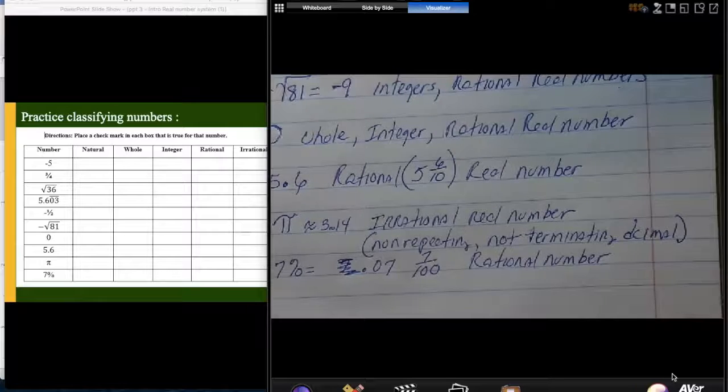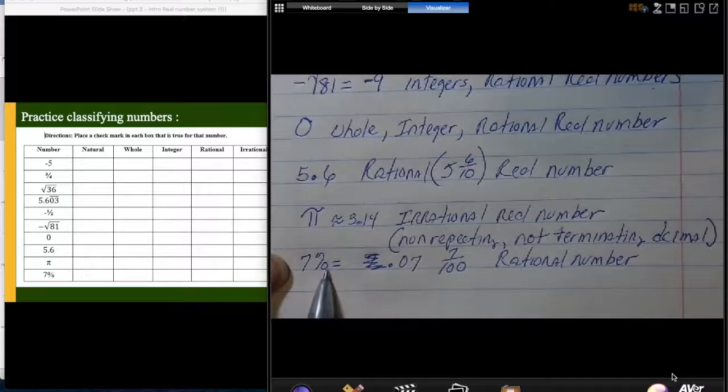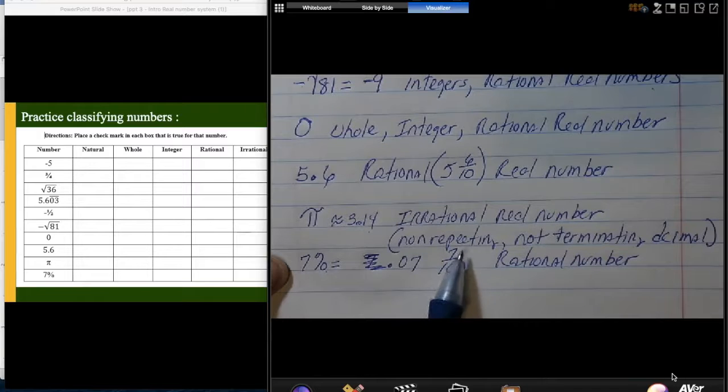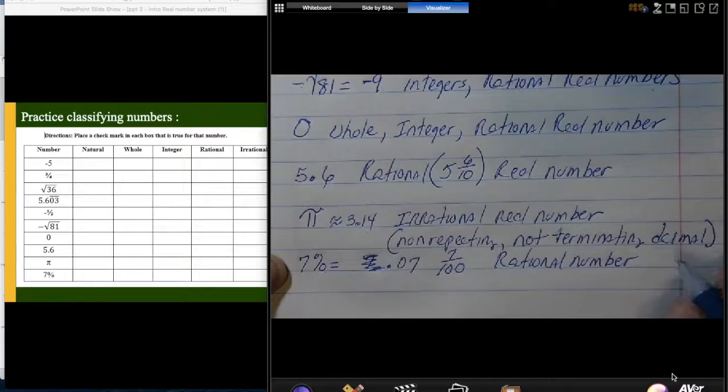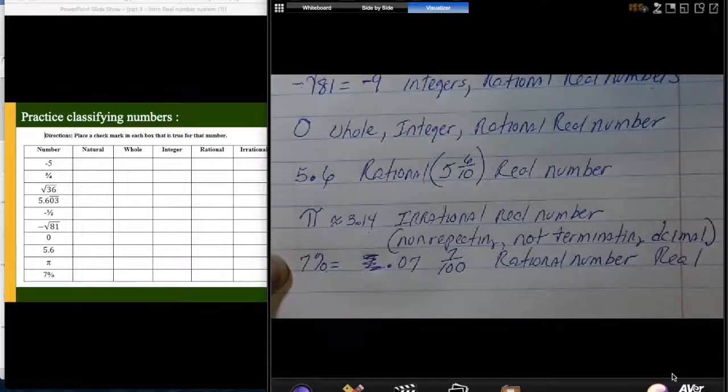Okay, so let me say that correctly again. 7%, if I were to convert it to a decimal, I would move my decimal point over 2 times to the left, so it is 0.07. Or as a fraction, it would be 7/100. So it is a rational real number. Okay. So there we go.